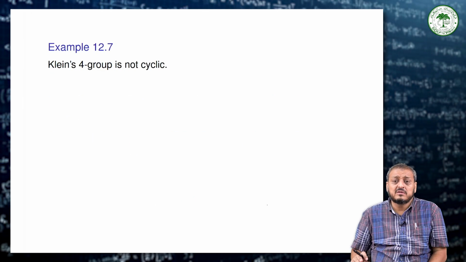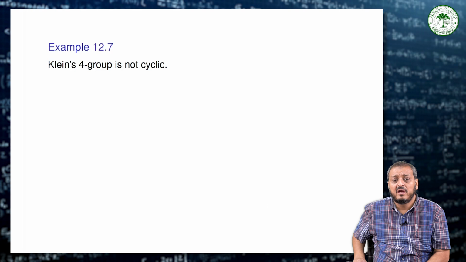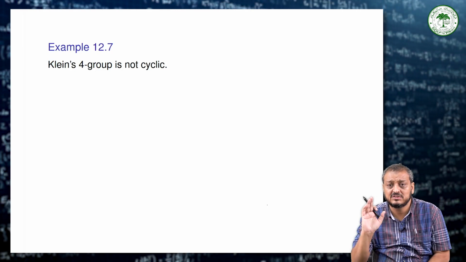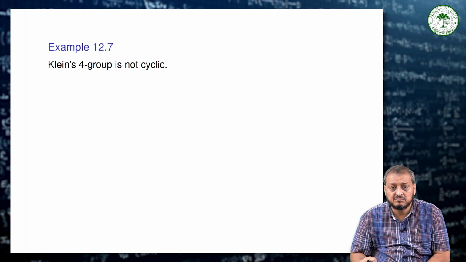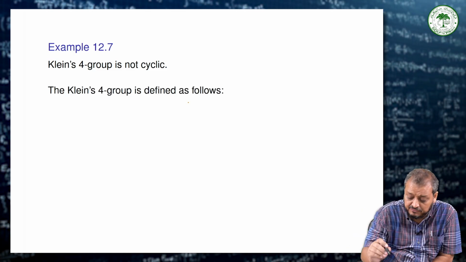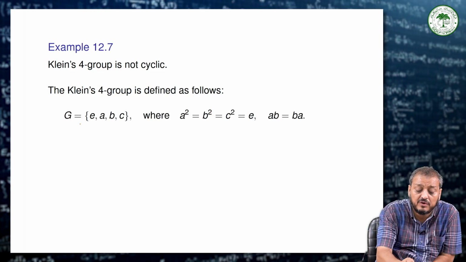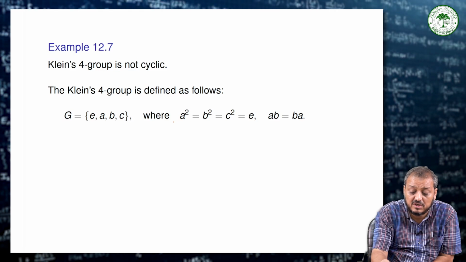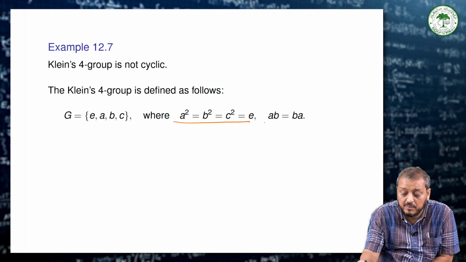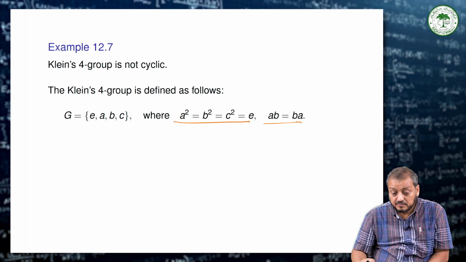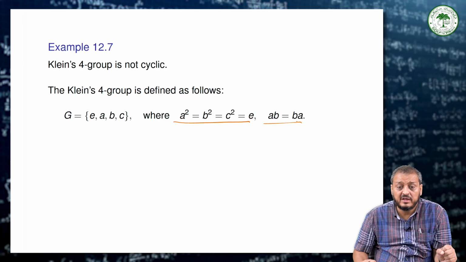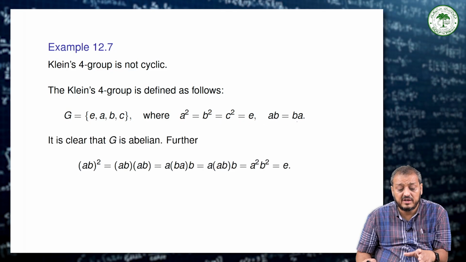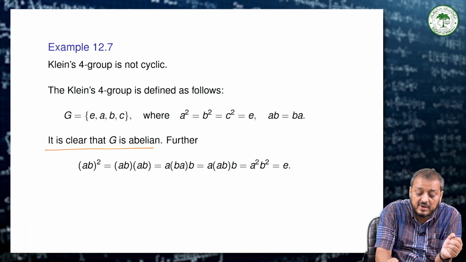Now, we come to Klein's 4 group and we have to show that clearly this group is not cyclic. Let the Klein 4 group be defined as follows: G is equal to E, A, B, C, where the condition A squared, B squared, C squared is equal to identity and AB is equal to BA. So, we have to show that it does not have any generator which can generate it, and clearly G is an abelian group.